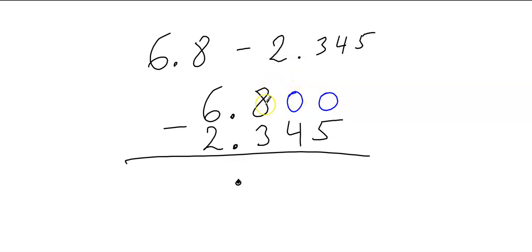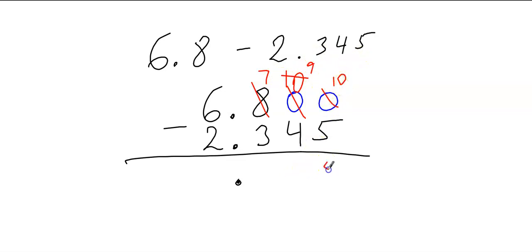He can now borrow from the 8. 8 becomes 7. That 1 that you borrowed goes over here. This 0 becomes 10. Now let's fix that 10 a little bit. This became 10. Now that 0 can borrow from this value. The 10 becomes a 9, and the last digit becomes a 10.